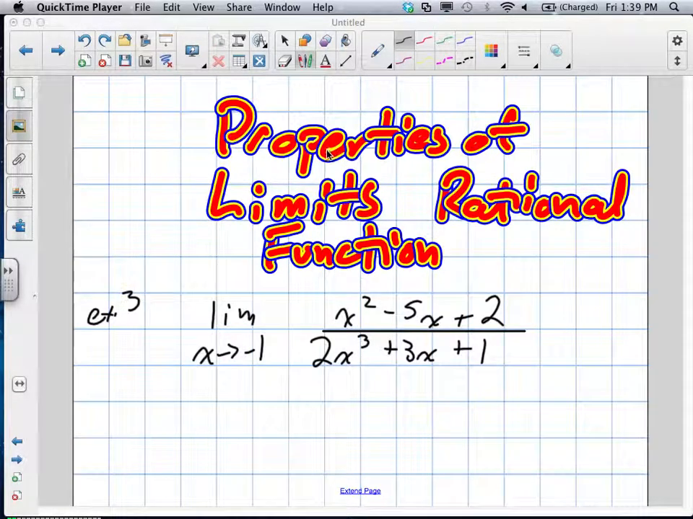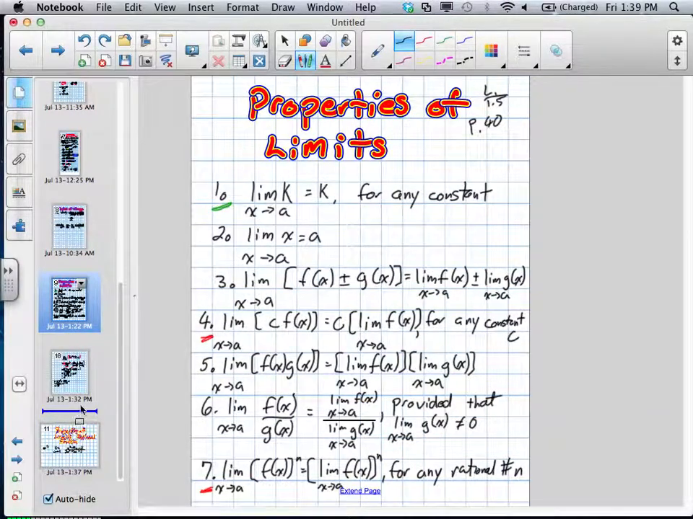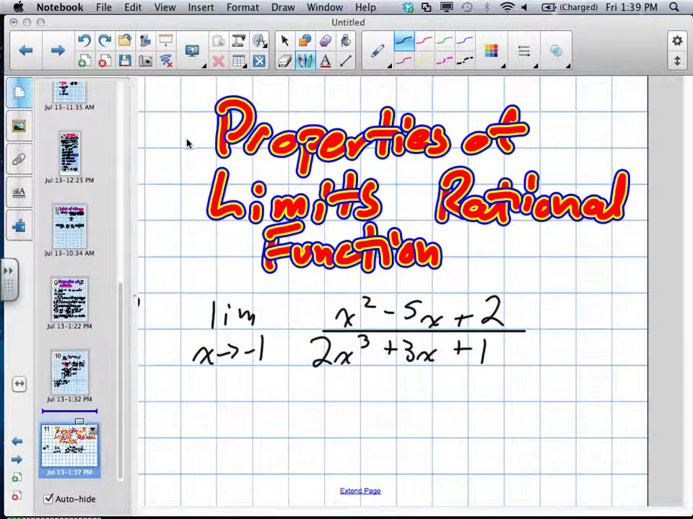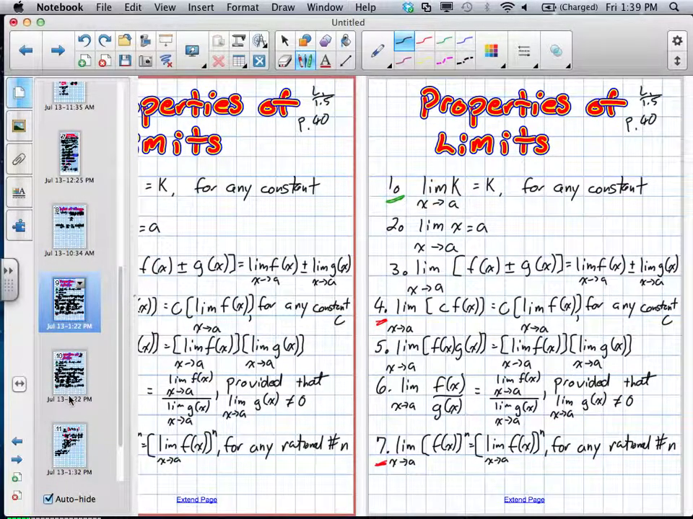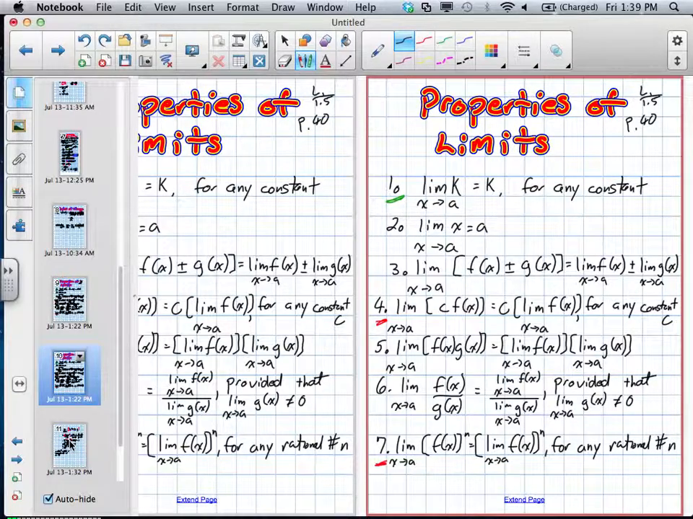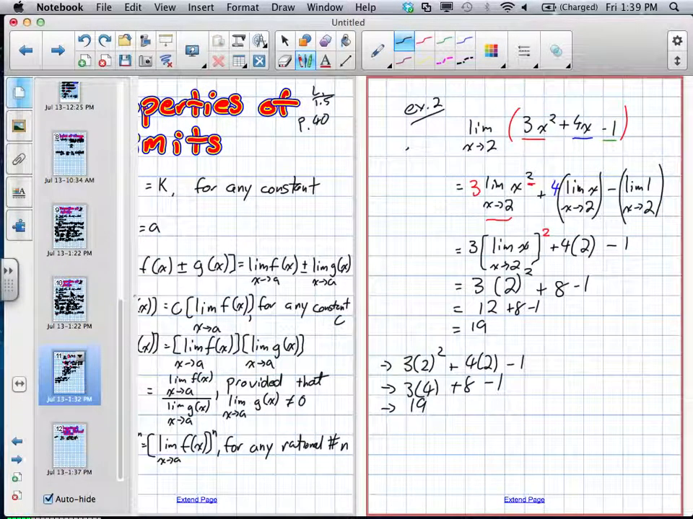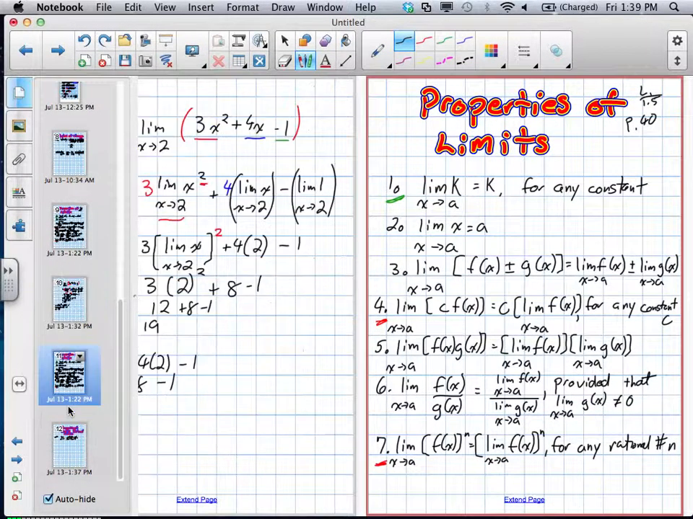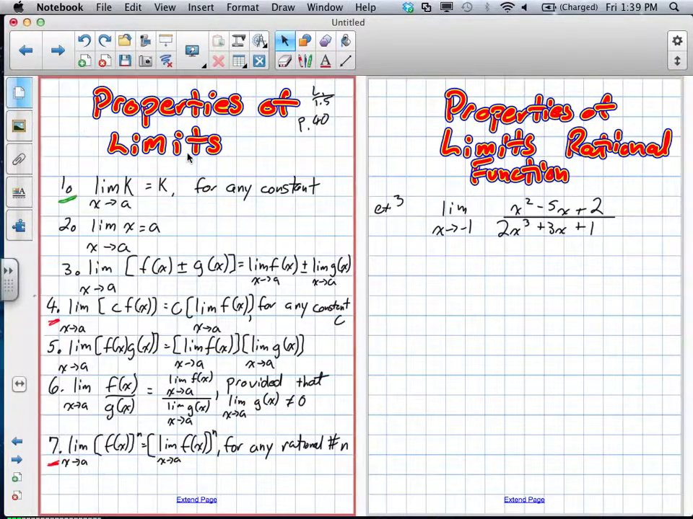This is property of limits with a rational function, okay? So again, we're looking at our limit rules. We'll bring that up actually. Move the limit rule over there. There we go. So we look at our limit rules. Oh, this is not the question. There it is. There we go. Sorry about that. Okay, so properties of limits.